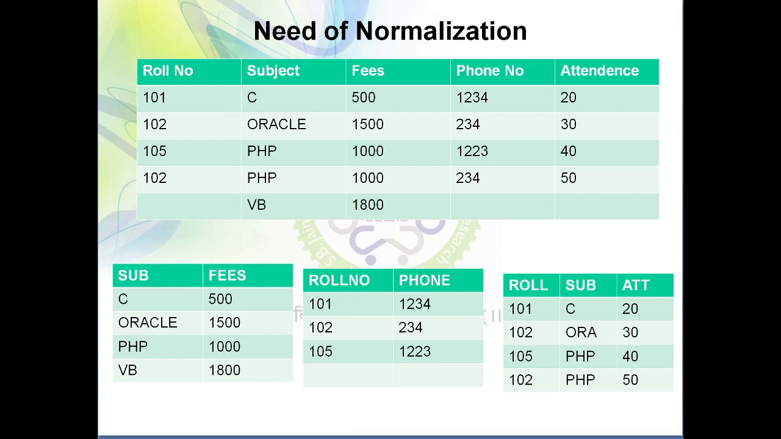In that case I am going to write the subject name as VB and its fees as 1800. At that time I didn't have any information about a student, because this course is totally newly launched, so no student has enrolled in that particular course. So here I am facing the issue that the roll number field is null, the phone number field is null, and the attendance field is also null.